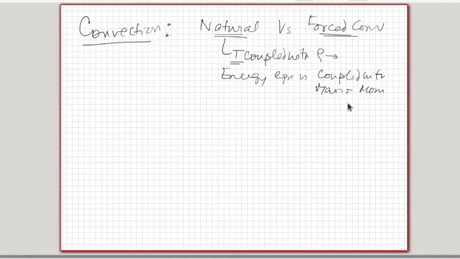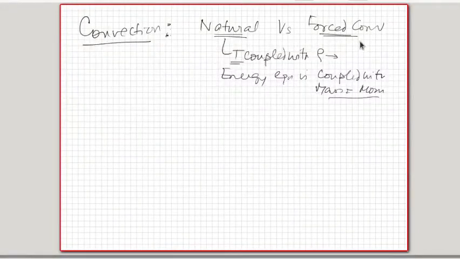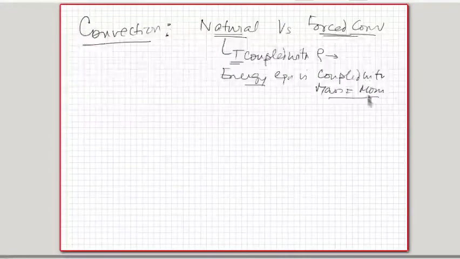What does it mean? You cannot solve the mass and momentum equations independently of the energy equation, but they have to be solved simultaneously. So that is what happens in natural convection. Whereas in forced convection, because the fluid motion is not driven by the energy equation, the fluid motion, which is mass and momentum equations, can be solved independently. So this is a decoupled system.